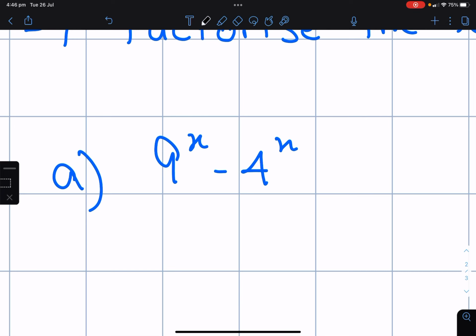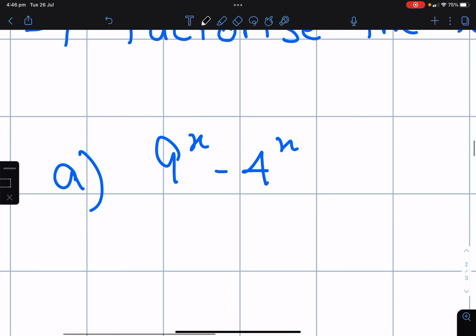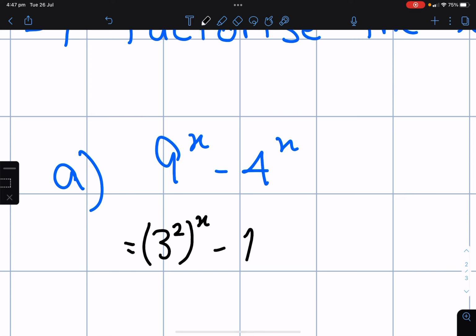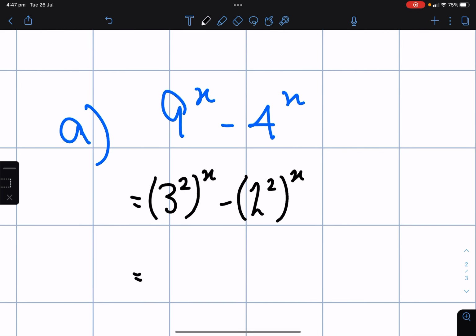So saying that, 9 we know is 3 squared, so we can rewrite this as 3 squared to the power of x, and 4 we know is 2 squared, so it's 2 squared to the power of x. All right, when we have things like this, we've got something to the power of something. We multiply the indices. 3 to the power of 2x, take 2 to the power of 2x.